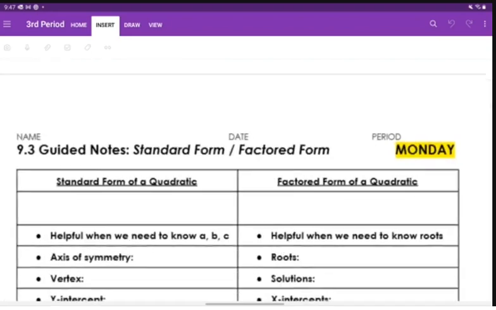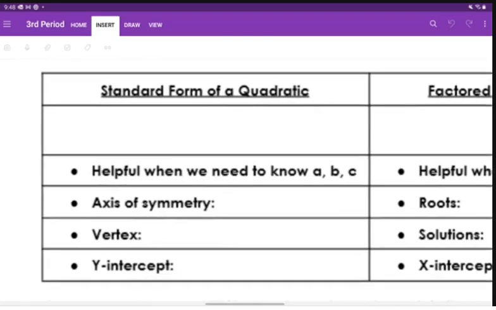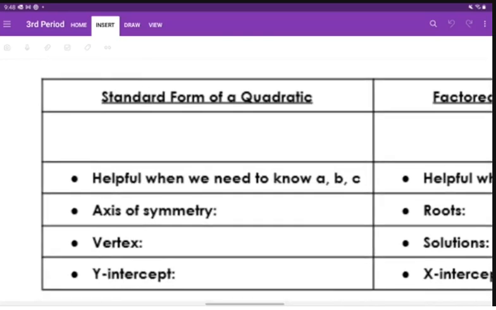So the title of the topic that we're going to be talking about this week is standard form / factored form. But the title is actually a little bit longer than that. It's standard form of quadratic equations and factored form of quadratic equations. So if you look at this table that I have here, this sort of grid, we have a blank box underneath standard form of a quadratic. And I just want to remind you what that looks like.